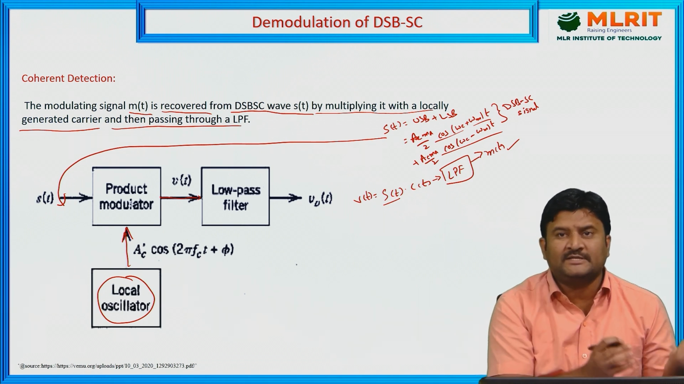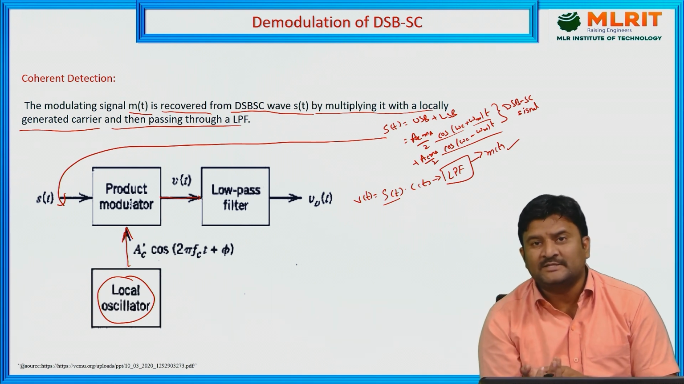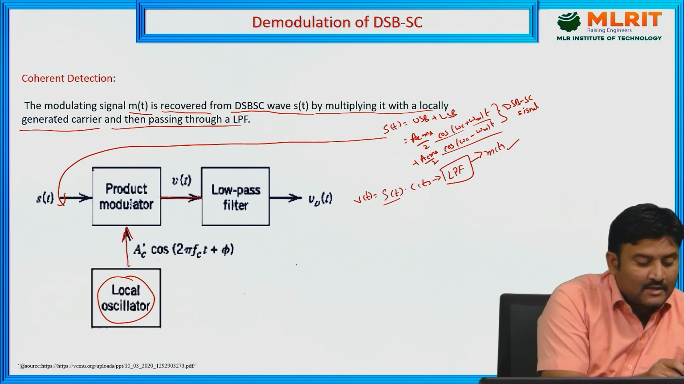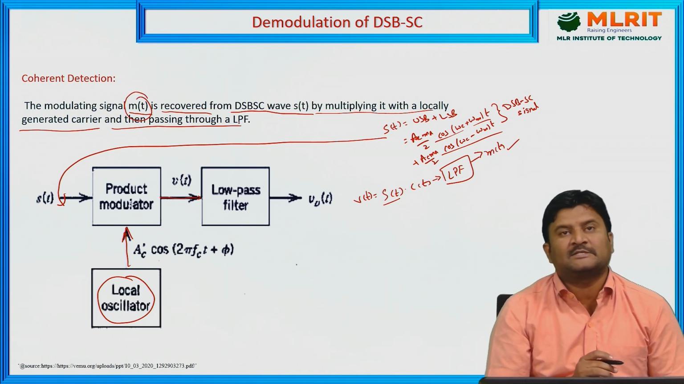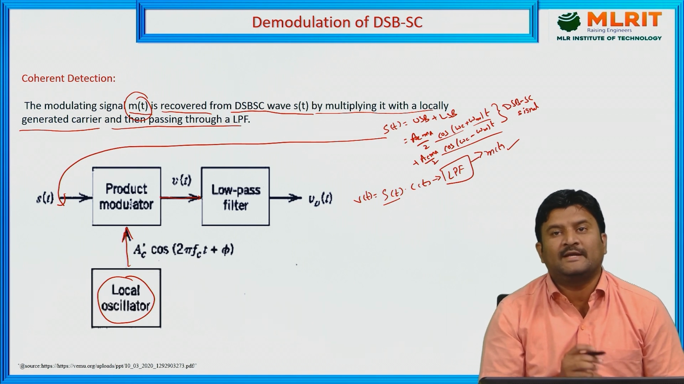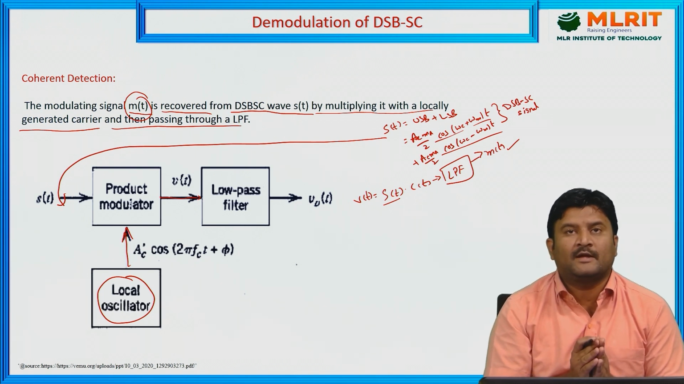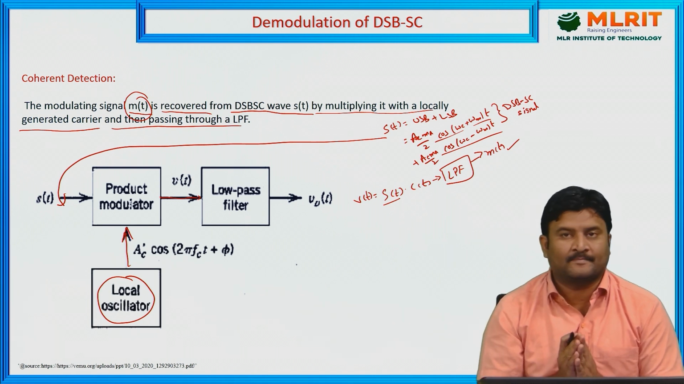The input is a DSB-SC wave and the output is the message signal. That's why the modulating signal m(t) is recovered from the DSB-SC waveform, and it is called a demodulation process. It is possible by the detection method. One of the detection methods is coherent detection.